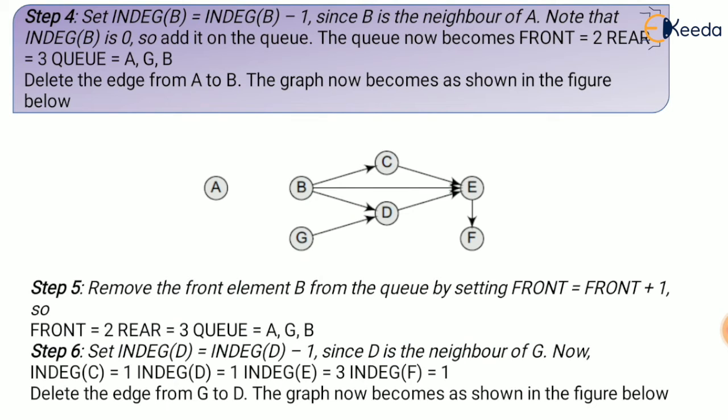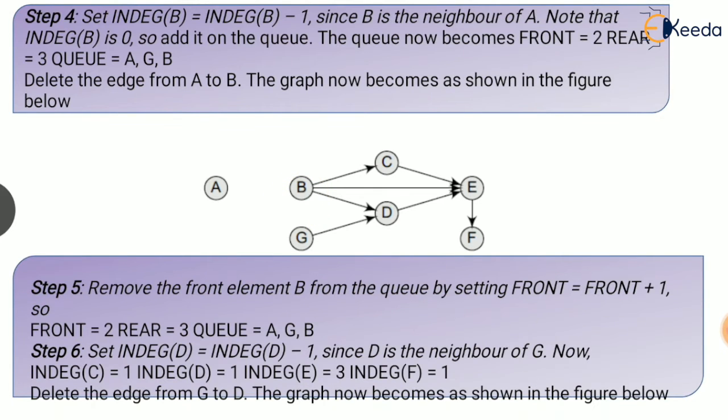In step 4, we find the in-degree of B. The in-degree of B is initially 1 as it is connected to A, but we are removing A from the queue, so this edge is cut down. Now the in-degree of B is 0 because this edge is removed: 1 minus 1 is 0. As A is removed from the queue, its functionality is over. That's why we write that the in-degree of B is equal to the in-degree of B minus 1.